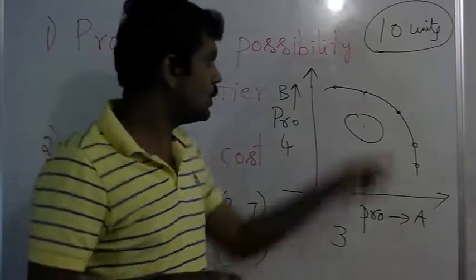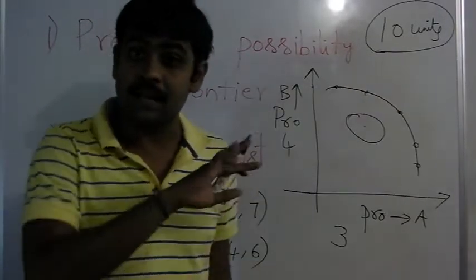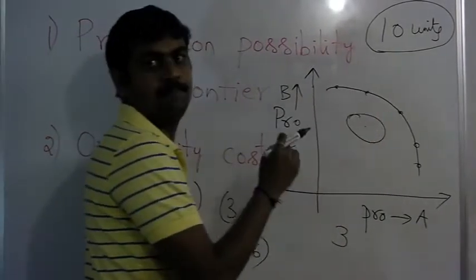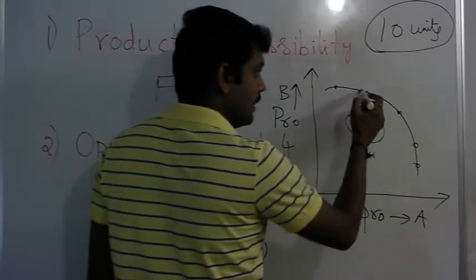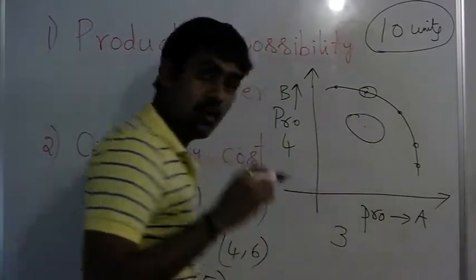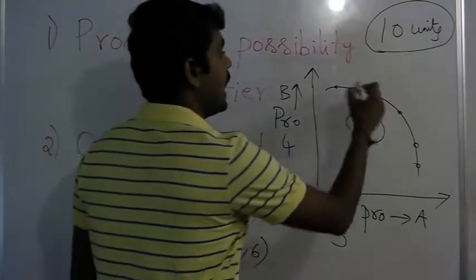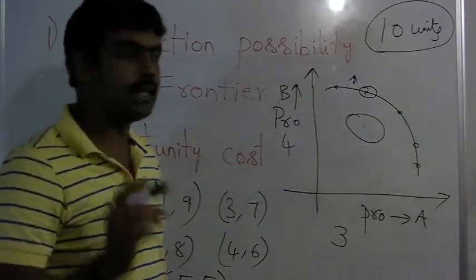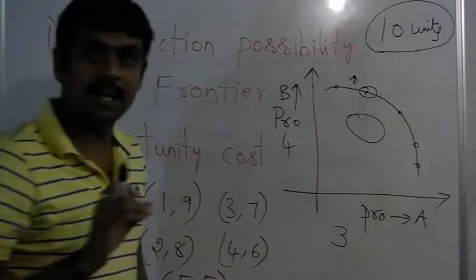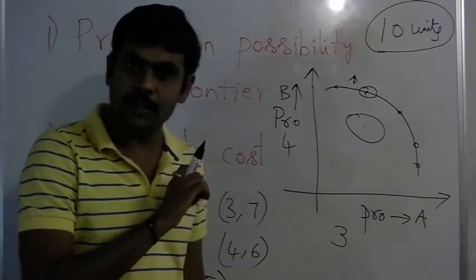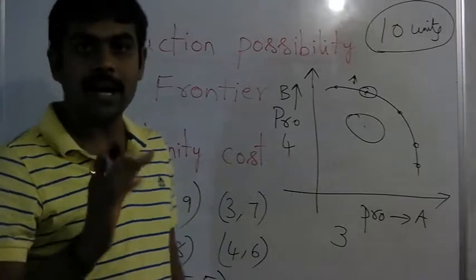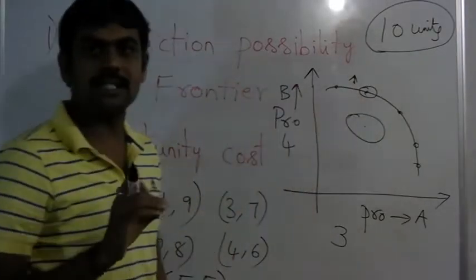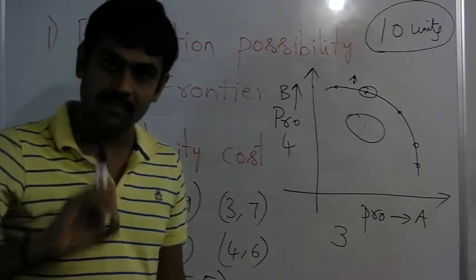Then when the units of allocated resources are never wasted, definitely that combinational result will lie on the curve, or sometimes, very rarely, above the curve. So if the combinational possibility is lying on the curve, simply the resources are completely used without any wastage. But if that combination is lying below the curve, then simply the resources are wasted.